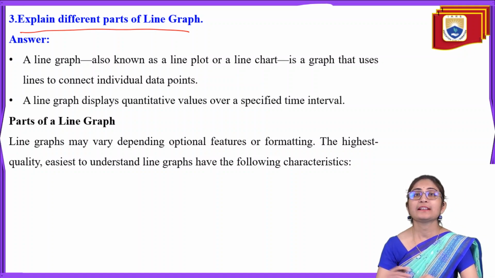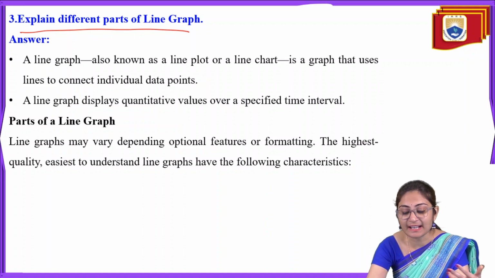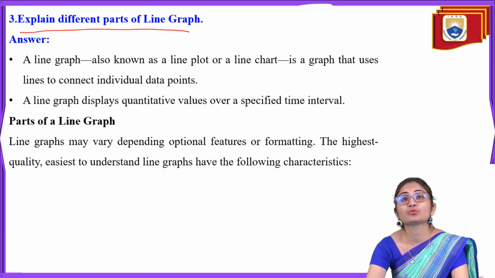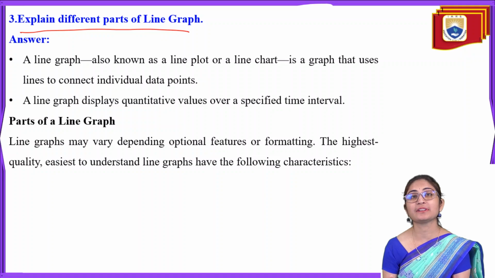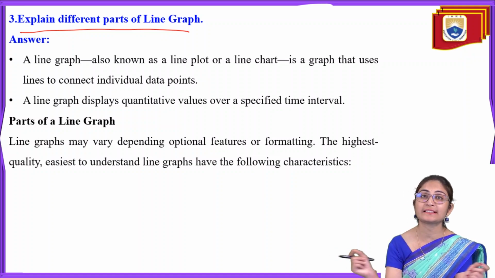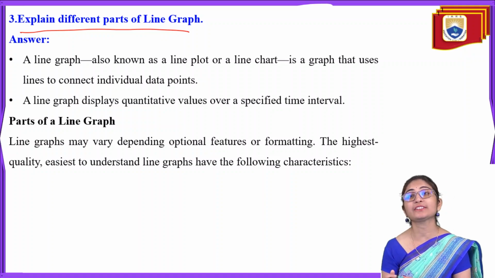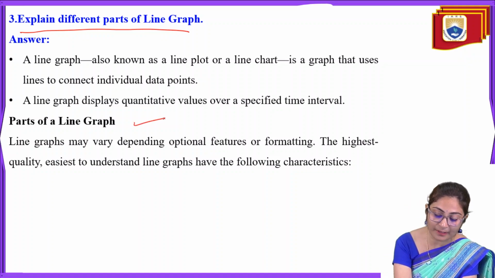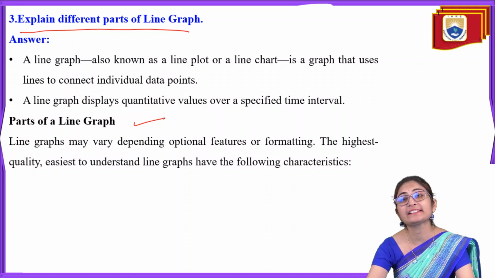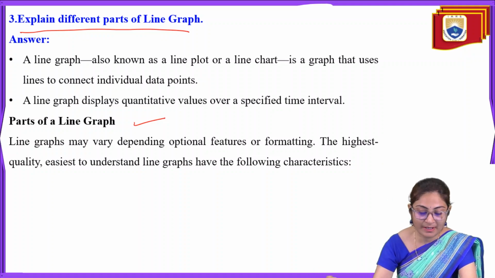A line graph is also known as a line plot or line chart. This graph uses a line for connecting the different data points. A line graph contains some data points, and we are connecting those data points. The line graph displays quantitative values over a specified time interval. So there are parts of the line graph. Generally, a line graph may vary depending on some features or formatting.